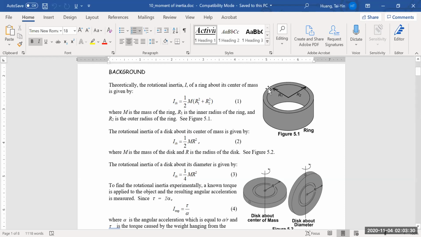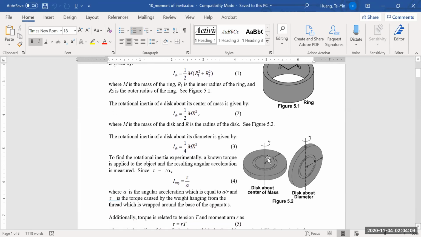So you have a ring, and the ring comes with two different radii. You have the inner radius R1 and the outer radius R2. If you follow the definition of moment of inertia, then you can calculate the theoretical value of rotational inertia, which is 1/2 the mass of this ring times (R1 squared plus R2 squared). This is when you have a ring rotating about the central axis through the center of the ring.